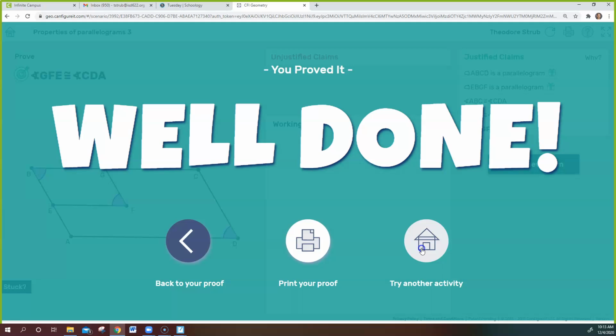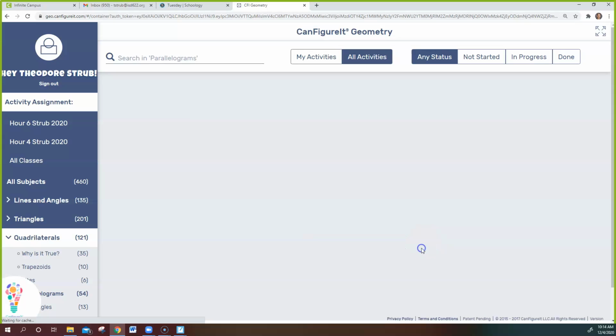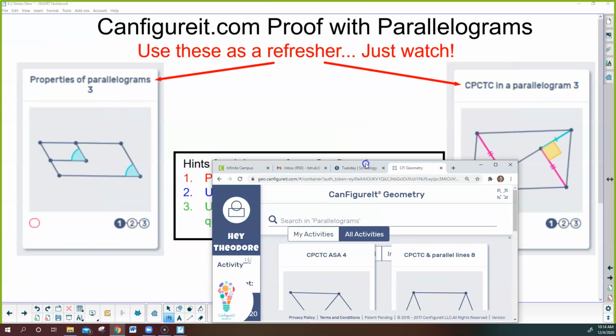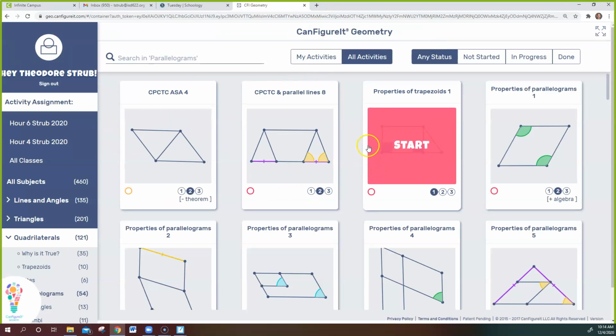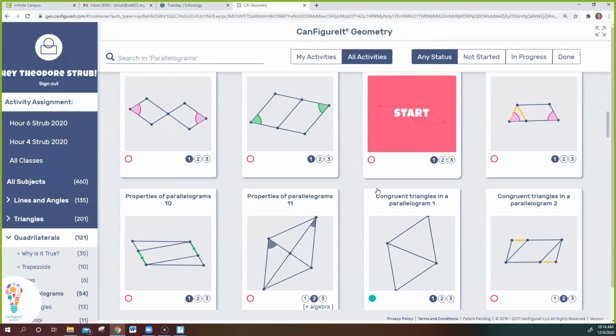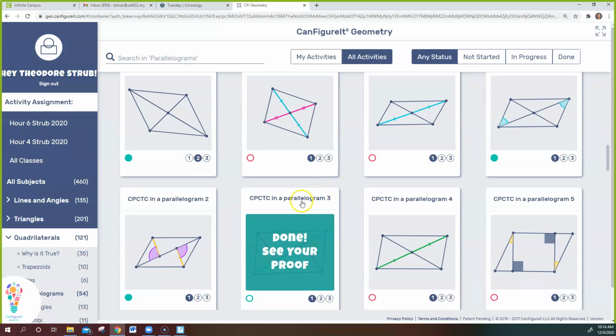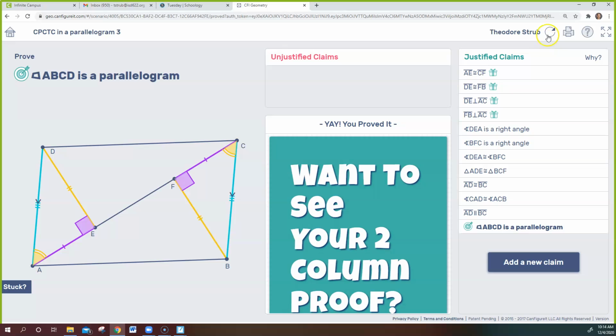Okay? I believe the very first proof that you have to do is one just like this. So it's really quick, transitive property. Okay, so that one, notice we didn't have to prove the triangles were congruent. We just used properties because we already knew that they were parallelograms. Okay, but what about this one? We're going to do CPCTC in a parallelogram 3. Okay, so I got to scroll till I find CPCTC in a parallelogram 3. And you can see this one, I did this one already, but it's much longer.